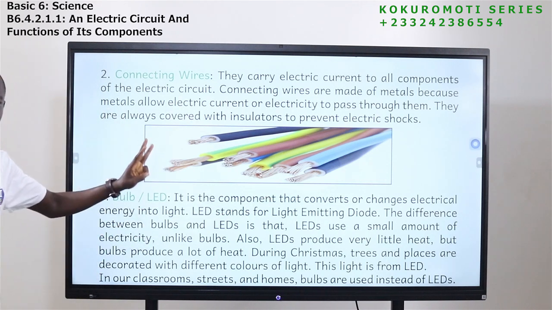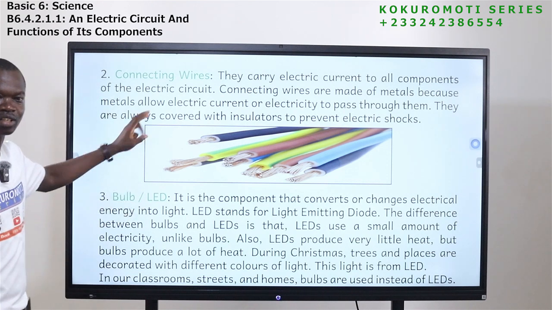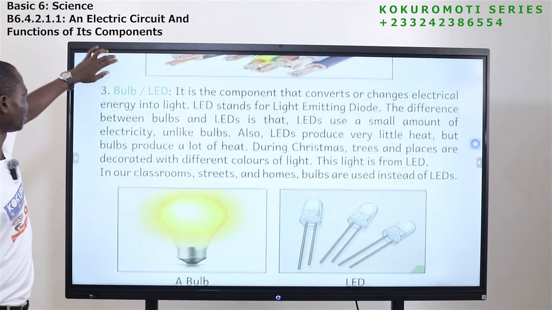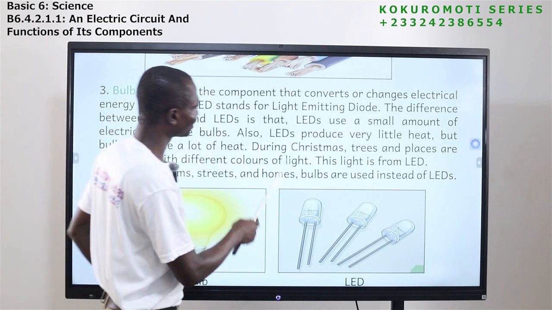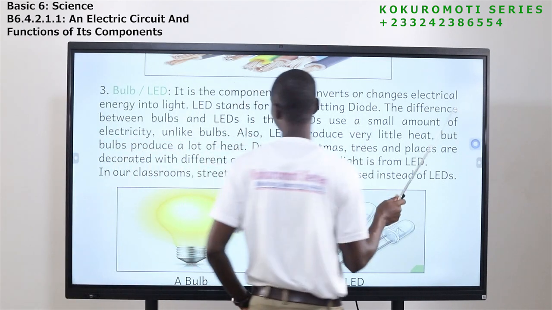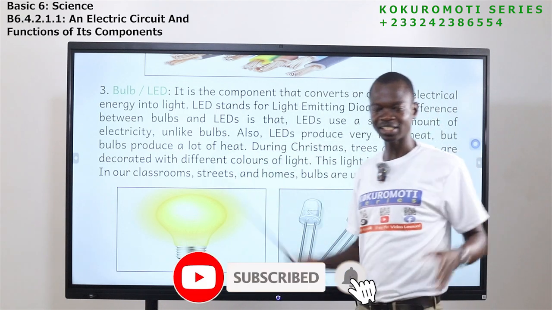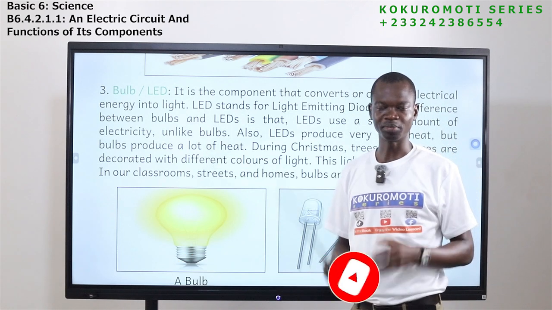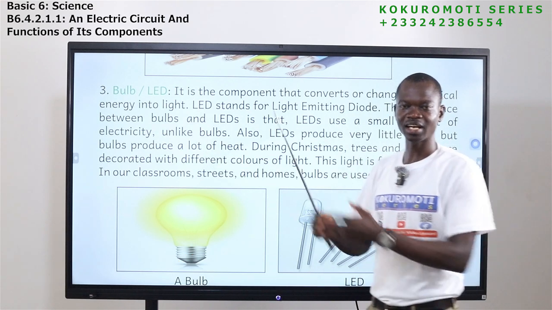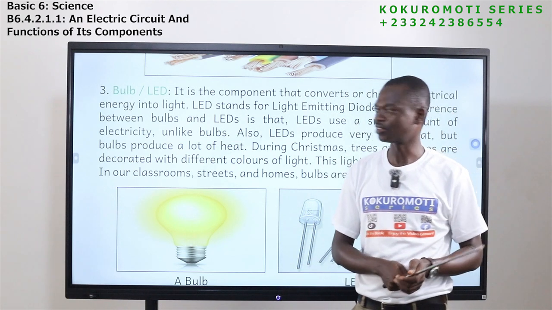Okay, so we have seen the first one, the battery. The second one is what? Connecting wire. The next one, bulb or LED. It is a component that converts or changes electrical energy into light. So in the circuit, where we get light is the bulb. The bulb changes the electrical energy to light energy.